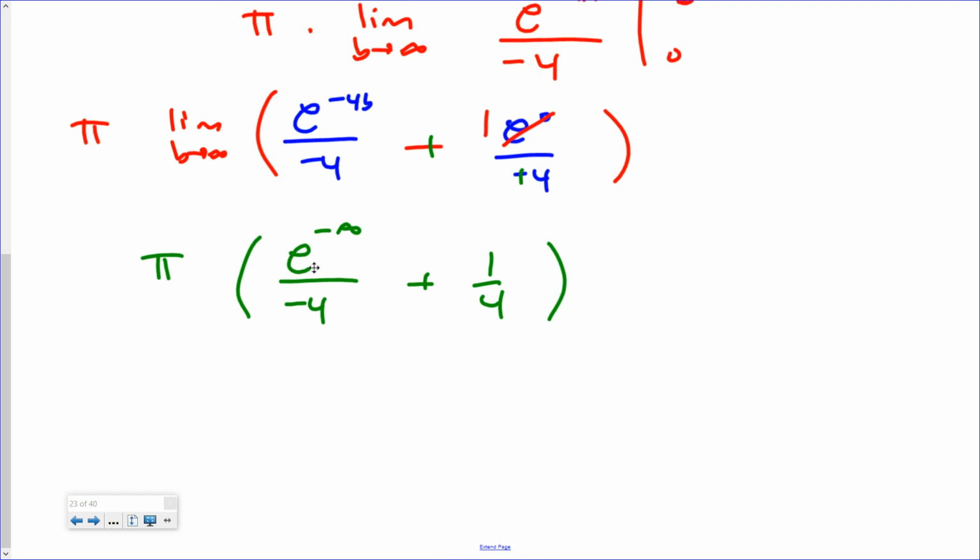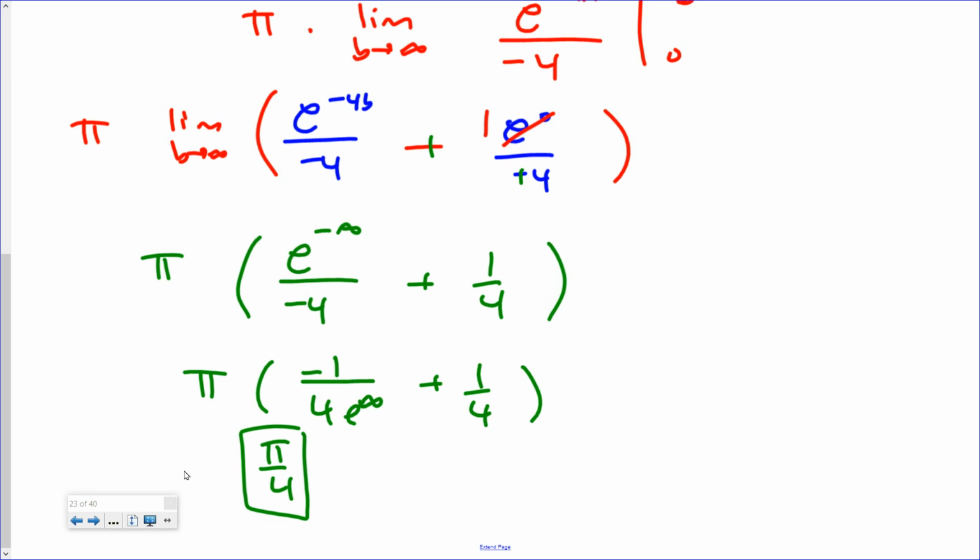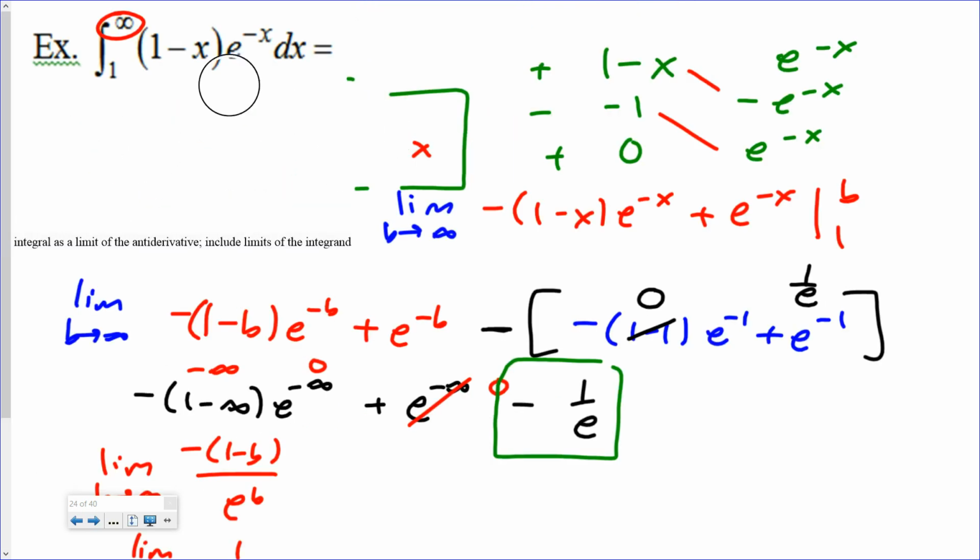Guys, at this point, you need to be comfortable that e to the negative infinity can move to the bottom. So this is really negative 1 over 4 e to the infinity plus 1/4. All of that times pi. Guys, what is this term going to go to? 0, because this is going to get bigger and bigger and bigger on the bottom. So what's your answer? Pi over 4. Very nice. All right, let's go to the last problem.